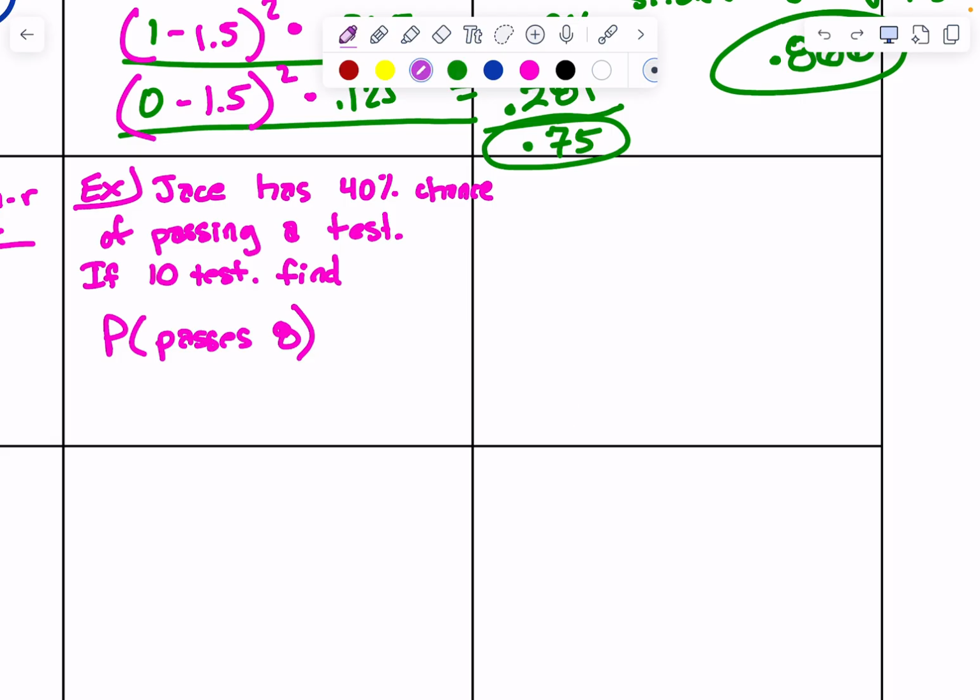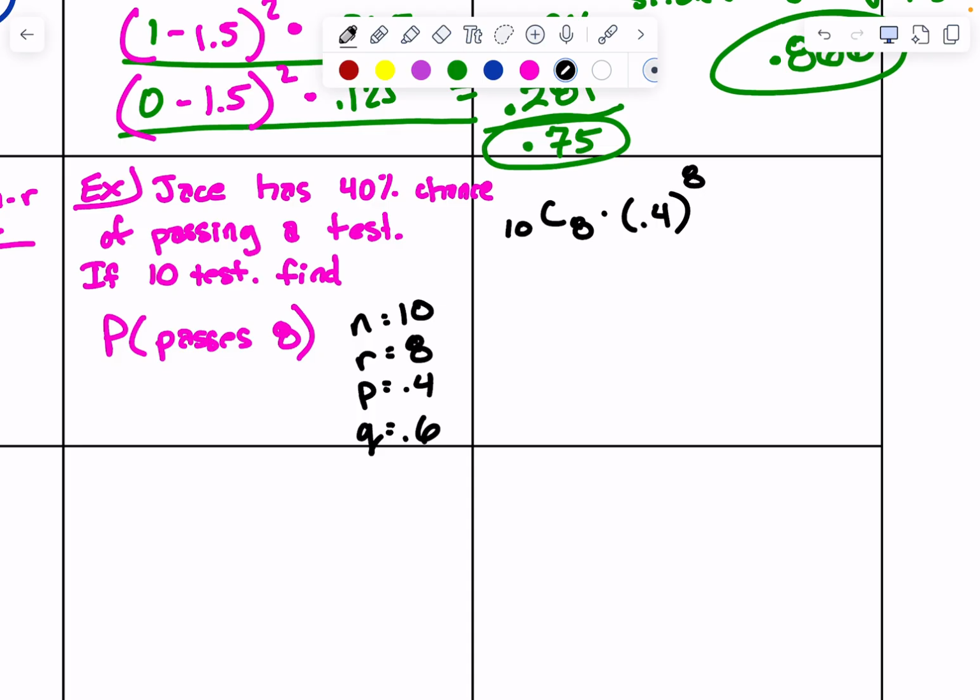Here we go. All right. Let's fill out N, R, P, Q. What is N? 10. What is R? 8. What is P? 40%, 0.4. Q? 0.6. Okay, let's fill it in. 10 C 8 times P, which is 0.4 to the how much? 8. 0.6 to the 2. Okay. All right.